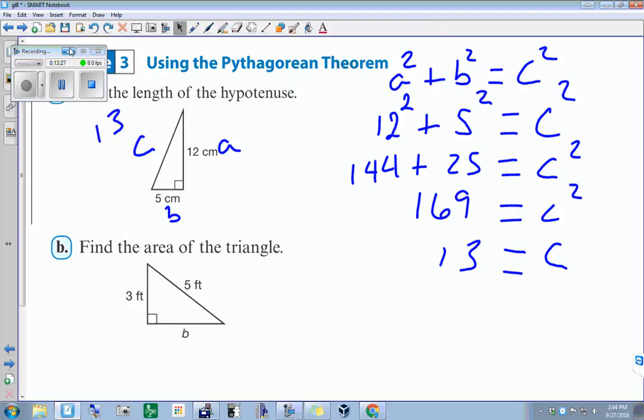So now I've got another problem. Find the area of that triangle. Area of the triangle is base times height, right? Divided by 2. So that means I take 5 times 3 divided by 2, correct? No.